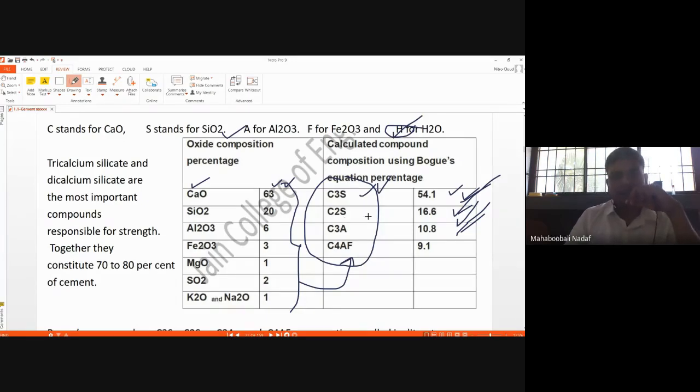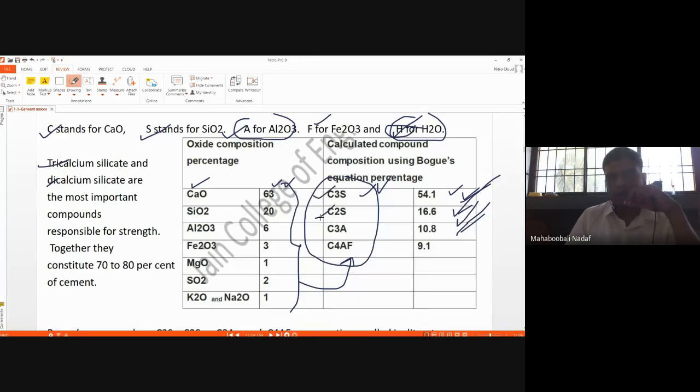See here, that is what is written. C stands for CaO, S stands for SiO2, A stands for Al2O3, F stands for Fe2O3. Wherever H is there, you can call it H2O. So here you can write tricalcium, dicalcium. These two, C3S and C2S, are very, very important.